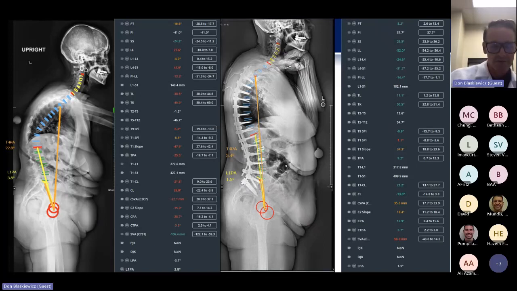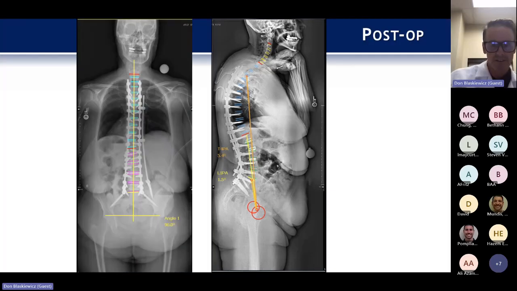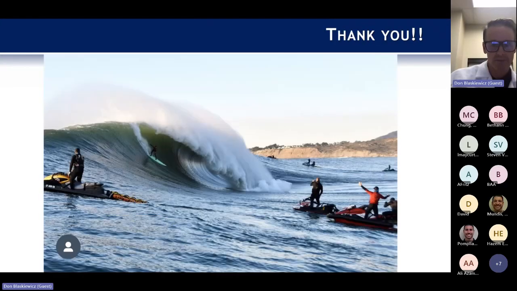And then here were her sagittal pictures, looking at her L1PA and T4PA. And those were dialed into our planned objectives also. And there she was in her post-op picture.